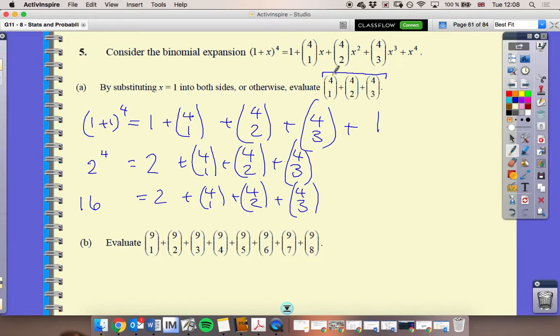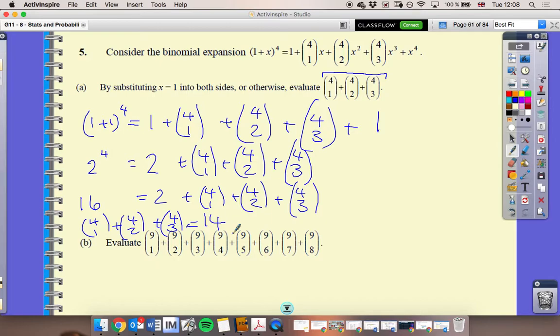Then we're very close to actually evaluating what we've been asked for. So this is what we wanted, 4 choose 1 plus 4 choose 2 plus 4 choose 3, and there it is at the end. So all we've got to do is take off 2 from both sides. So 4 choose 1 plus 4 choose 2 plus 4 choose 3 is equal to 14. And this approach is one that we could use for part B. It's not the most efficient approach for part A, but it carries more over into part B.